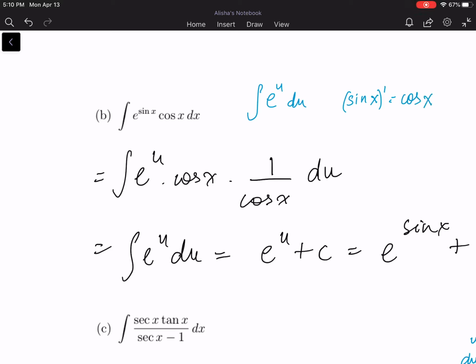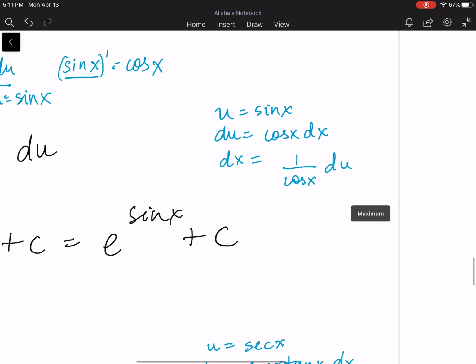So substituting u equals sine x seems promising to me, just because it's going to make the function look like this guy who I know how to integrate, and the derivative of that u, the derivative of sine x, is kind of sitting there in the integral. So that looks promising. So let's go ahead and do that u sub.